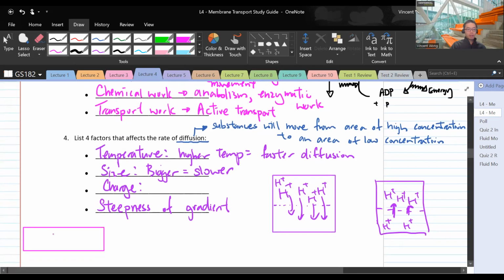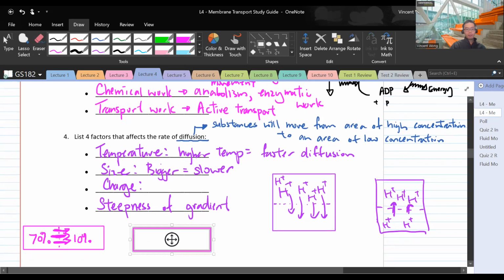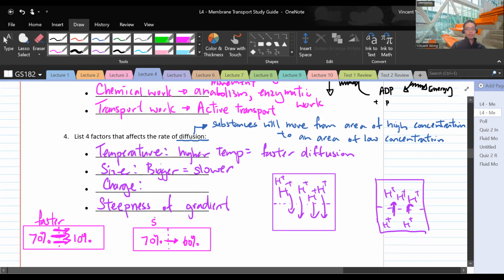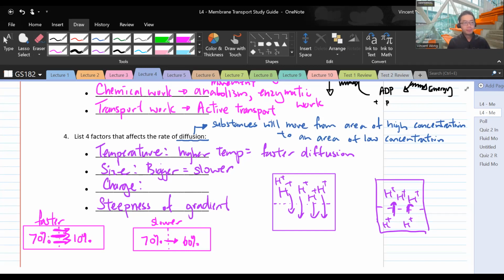So let's say again we have 2 chambers here separated by a membrane. Right? Let's say we have a 70% sugar solution versus a 10% sugar solution, right? So the difference here is 60. That would cause diffusion to happen quite quickly. On the other hand, if you have 70% solution here and 60% solution here, it's only a 10% difference. You will still have diffusion, but it's going to be much more subtle. Okay, so this is faster diffusion and slower. The greater the difference between 2 points, the faster the diffusion is going to happen.